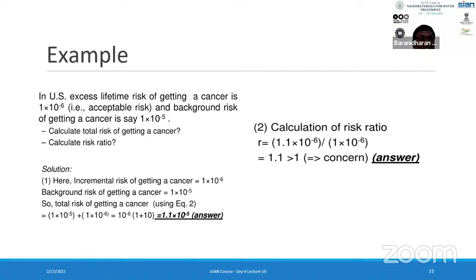And in order to know whether it is a matter of concern, we take the total risk, 1.1 into 10 power minus 5, divided by the acceptable risk, 10 power minus 6. If you do that, the risk ratio will be greater than one. In that sense, it is a matter of concern. That means the chances are very high that you will be exposed, or otherwise you will be getting cancer.